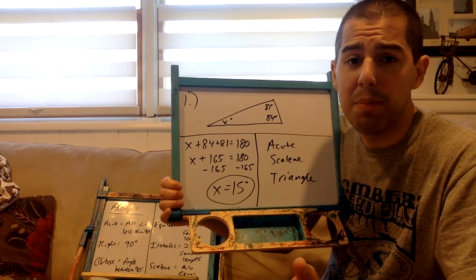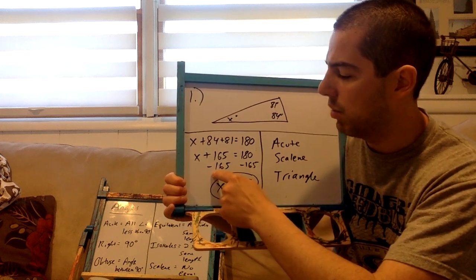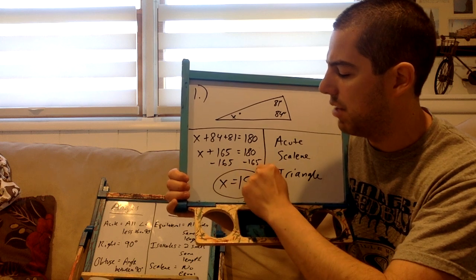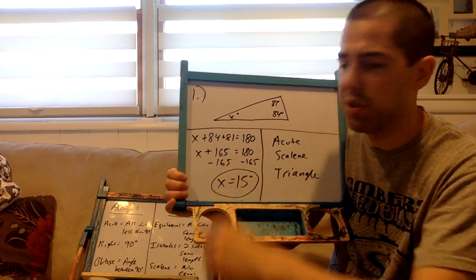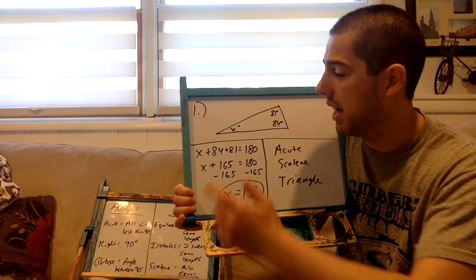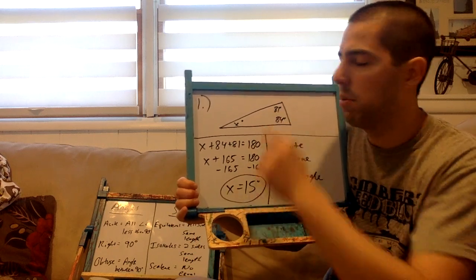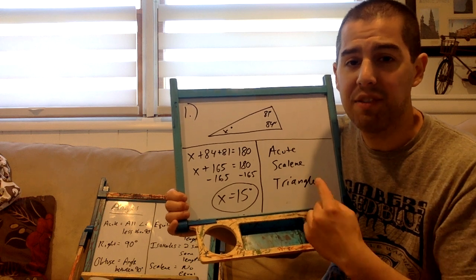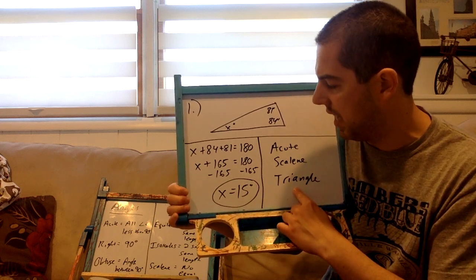Now it's just a one-step equation. Subtract 165 from both sides. On the left, you isolate the variable. On the right, you balance the equation, and x equals 15 degrees. If I wanted to check it, I could just do 15 plus 84 plus 81, and it would get back to 180. Now, classifying the triangle, that's what I did on the right here.